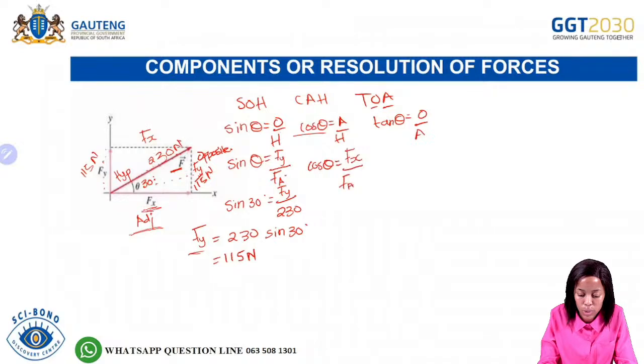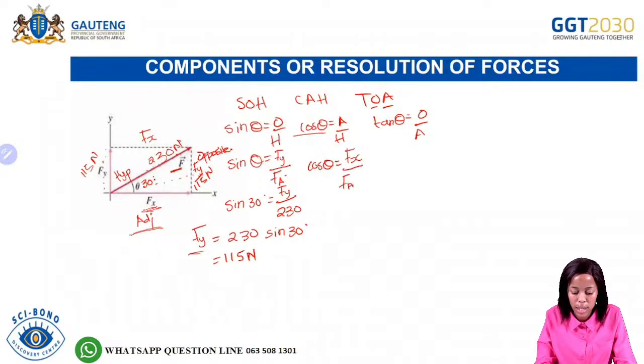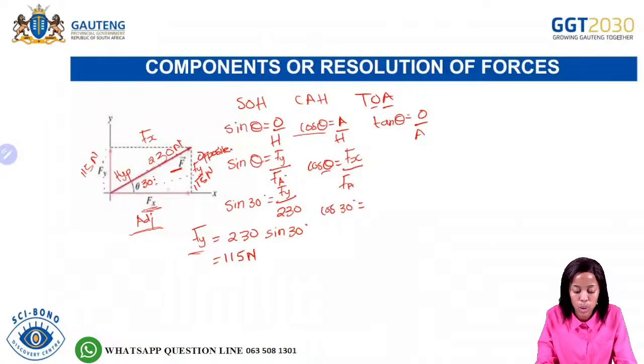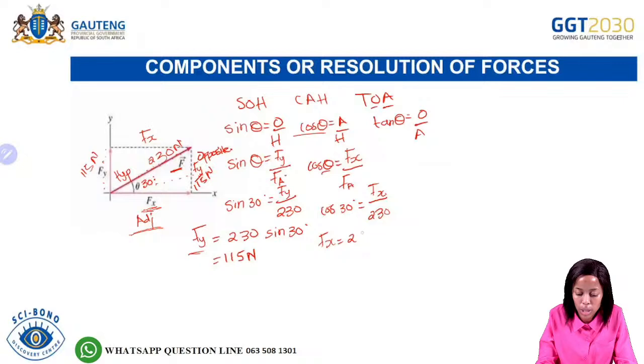So we'll then substitute the Fa. So from there we know that we are given an angle of 30 degrees. So what are we going to do? It is then going to be cos of 30 degrees is equal to, what is the Fx? The Fx is unknown, so it will be Fx divided by 230 Newton. So from there we are then able to calculate our Fx.